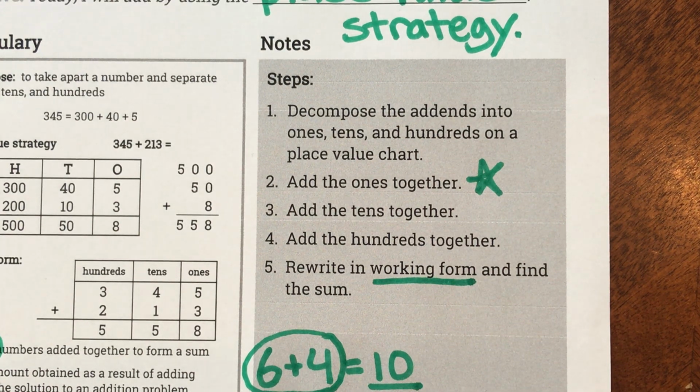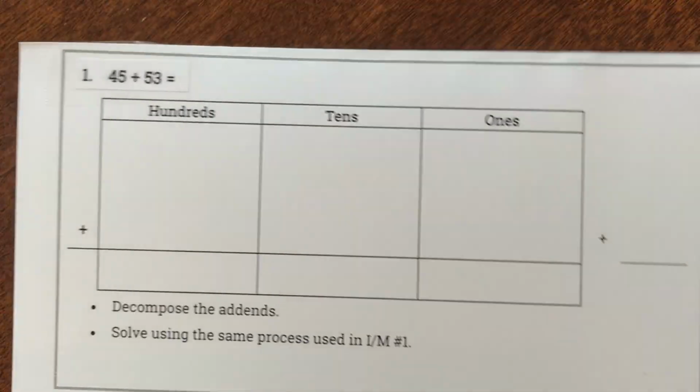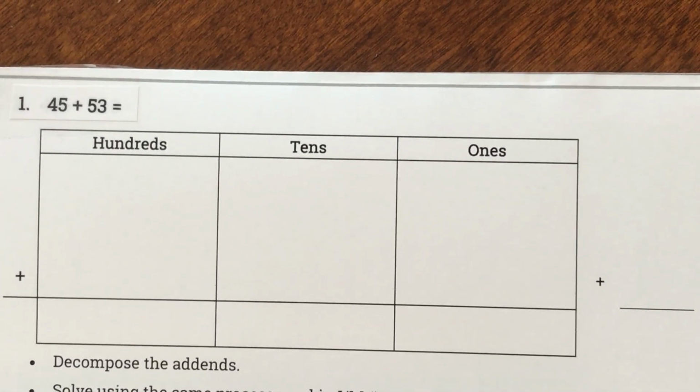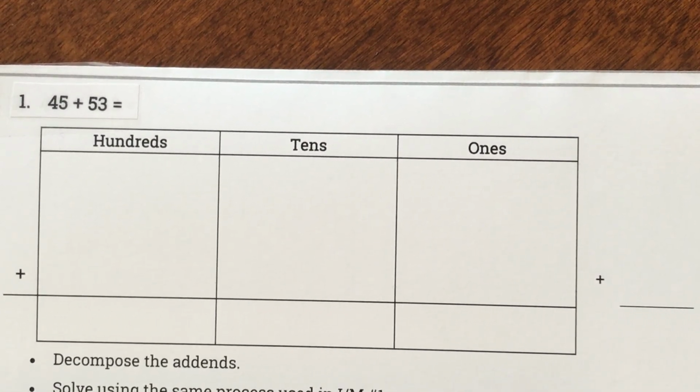Okay, so let's get started. I'm going to show you my first problem following those steps. So they're really good steps. You might want to look at them as Ms. Munoz is working. Okay, so my first problem says 45 plus 53.